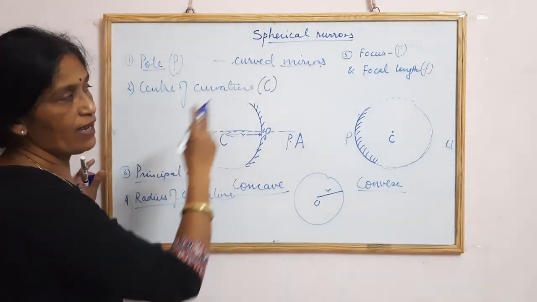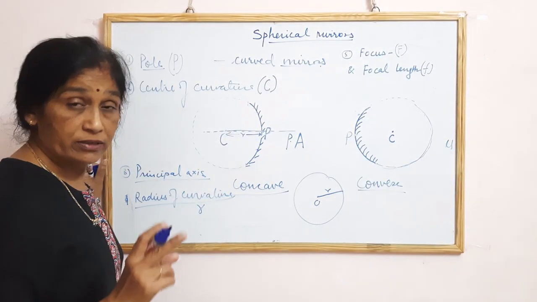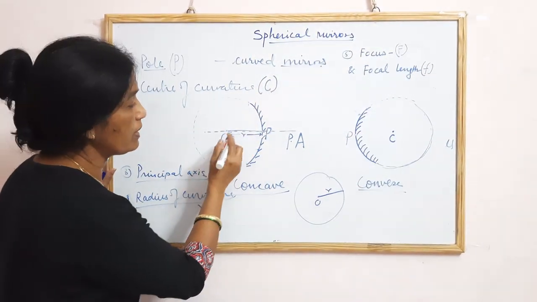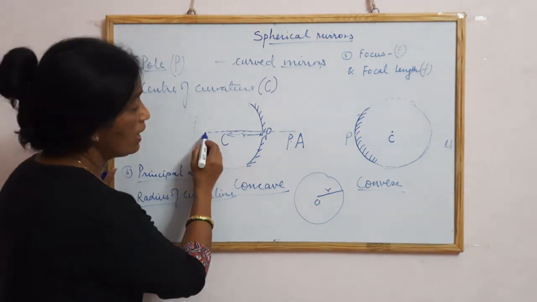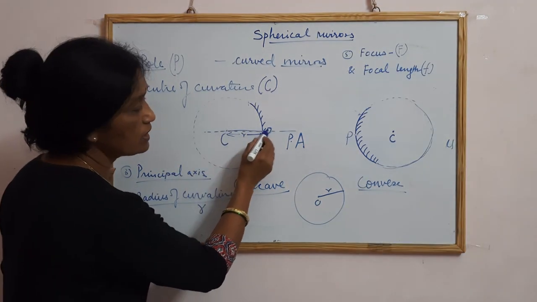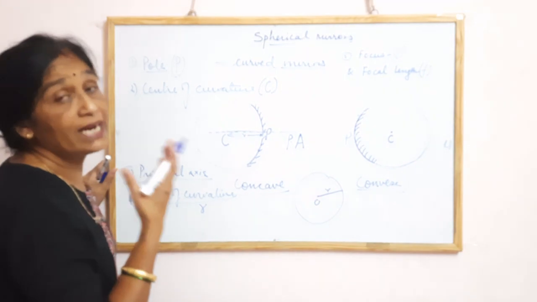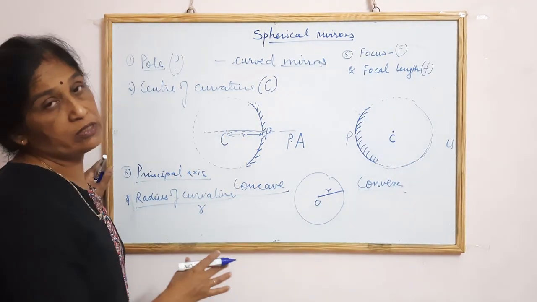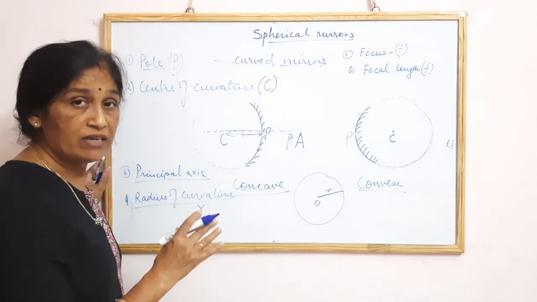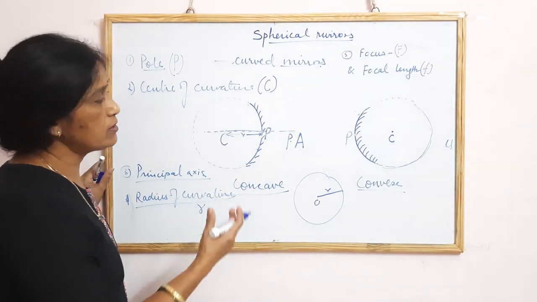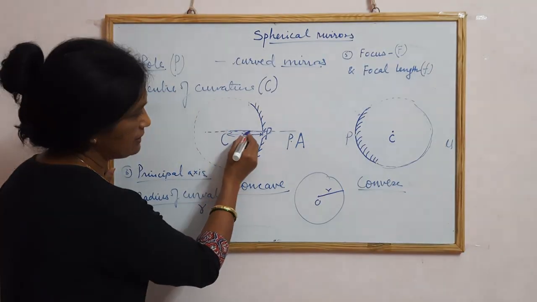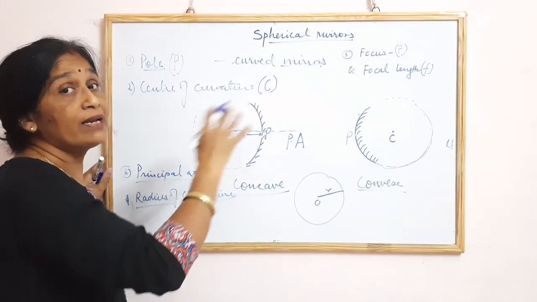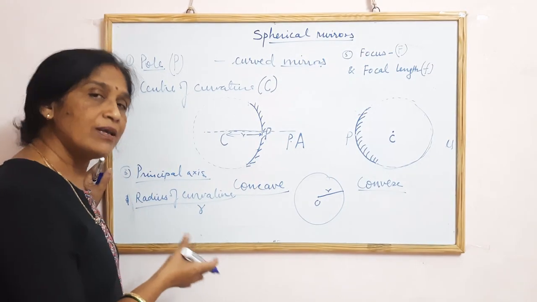Focus is a point on the principal axis. Where does it lie? It lies on the principal axis. And what is the principal axis? It's an imaginary line passing through C and P, the line on which C and P lie. So F is also on this line only. But what actually is it? It is that point on the principal axis from where all the parallel rays after reflection pass.